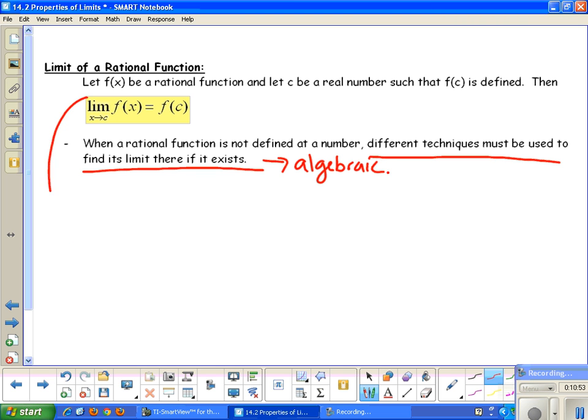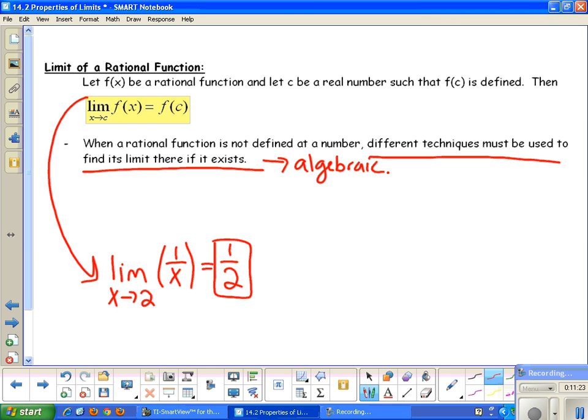Let me show you an example of this one up here. Let's say we want to find the limit as x approaches 2 for the rational function 1 over x. Because 2 does not make my denominator 0, since my domain would be all real numbers except for 0, I can just plug 2 into my equation and this would be my limit.